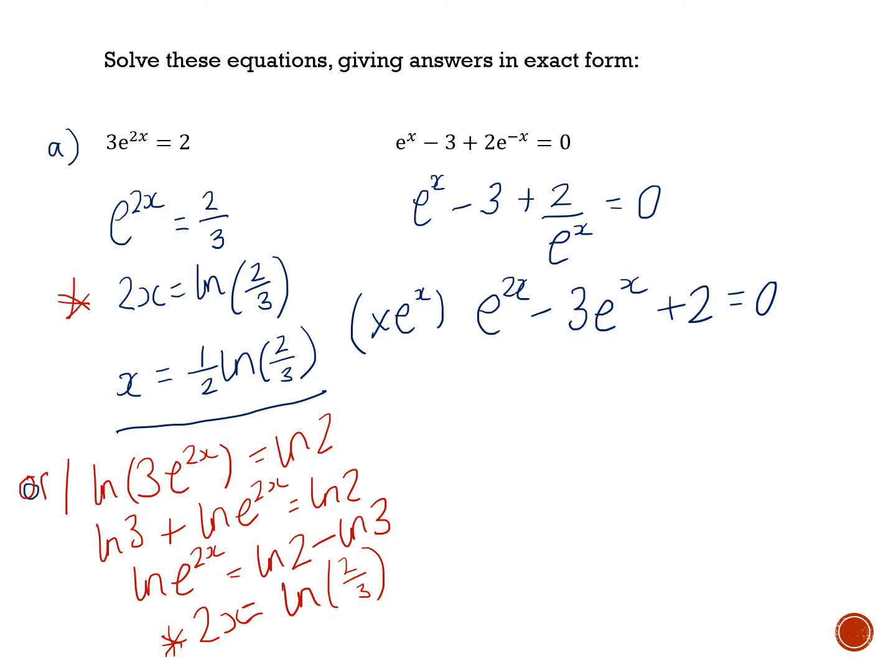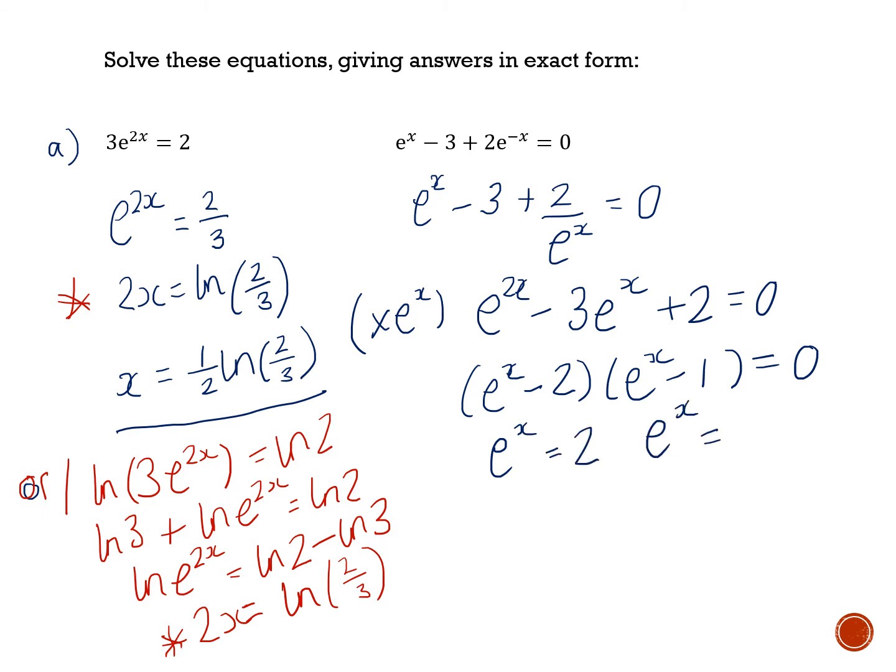So similar to the one we did on the last page. So I'm going to factorize. Do your substitution: let y equal e to the x if that's easier for you. Multiply to give plus 2, add to give minus 3: minus 2 and minus 1. Hopefully you'll agree with that. So two answers: e to the x equals 2, e to the x equals 1. Both are valid answers because they're both positive.